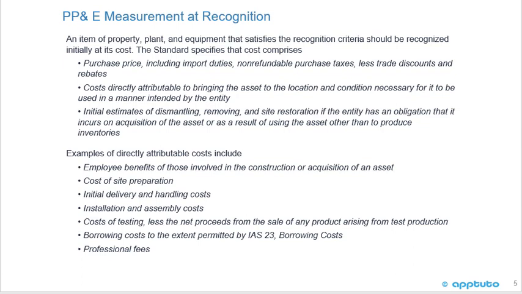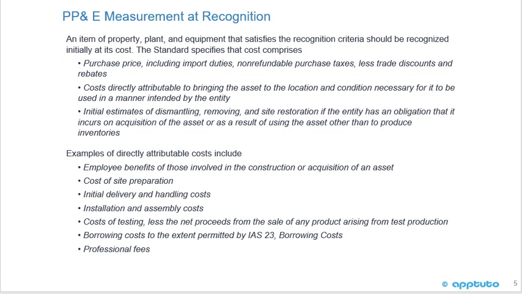intended by the entity. Initial estimates of dismantling, removing, and site restoration if the entity has an obligation that it incurs on acquisition of the asset or as a result of using the asset other than to produce inventories. So you can see those first two bullets there, the purchase price and the duties, the non-refundable, and the cost directly attributable to bringing the asset to the location. That's exactly the same as the LOS for inventories, because inventories are an asset, PP&E are an asset. So the measurement at recognition, there's some similarities. The difference here is that with PP&E, there might be some initial estimates of dismantling, removing, and site restoration.